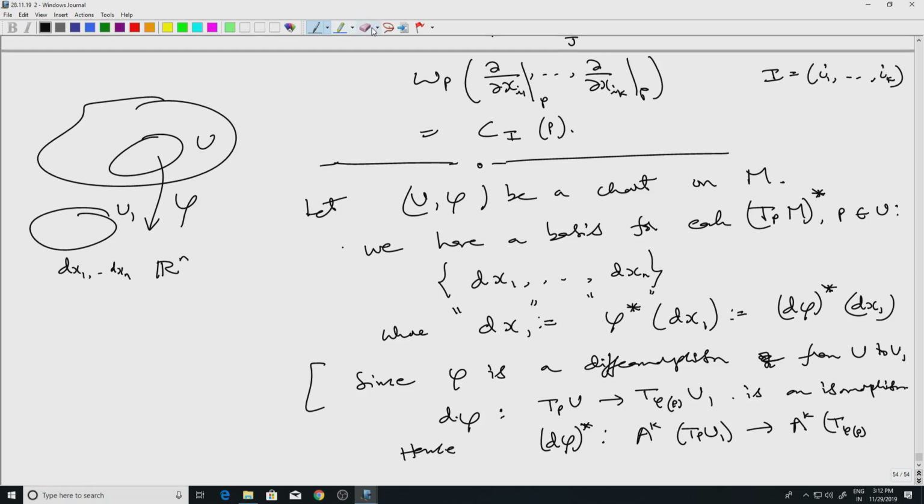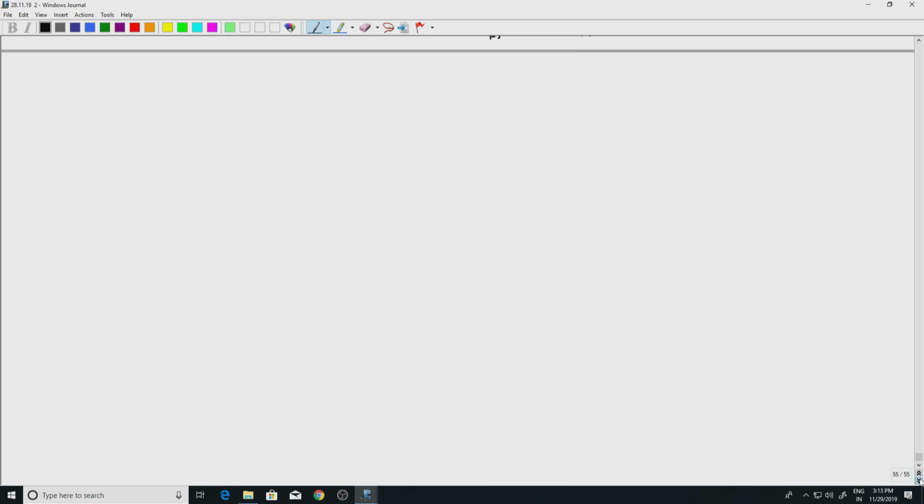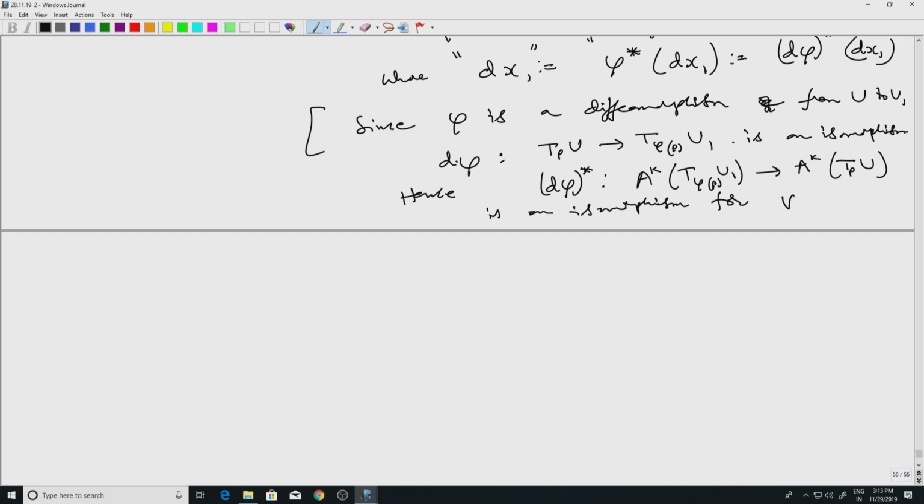Oops, this goes in the opposite direction, sorry. A^k T_phi(p) U1 to A^k T_p U is an isomorphism for all k. Right.